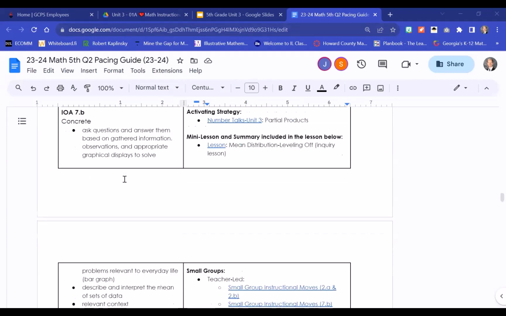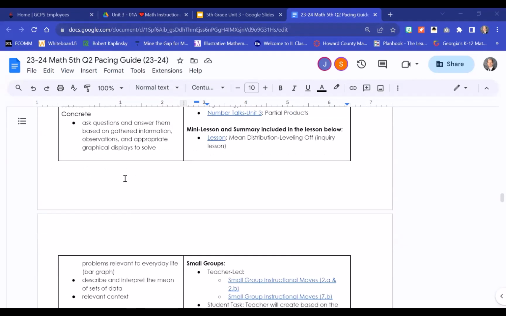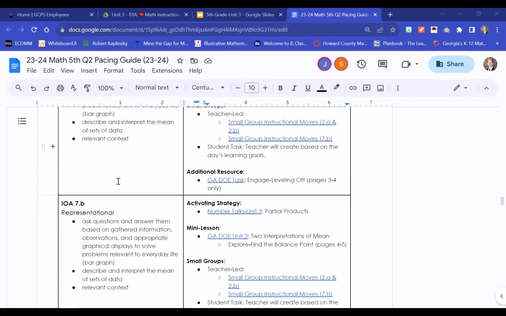The expectation in 5th grade is for students to explore the concept of mean visually and conceptually. The focus is not on applying an algorithm to determine mean. Students will concretely explore mean using the leveling off and balancing point strategies. In Unit 4, students will further explore mean by collecting measurement data and organizing it into a line plot. This will lead to discussions around the shape of the data and how to determine the mean.